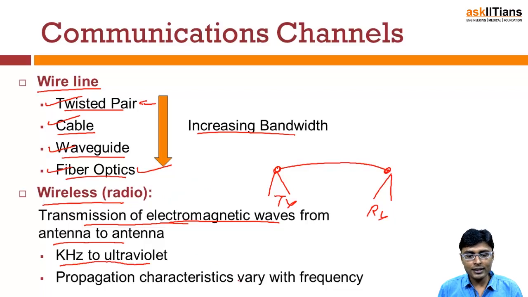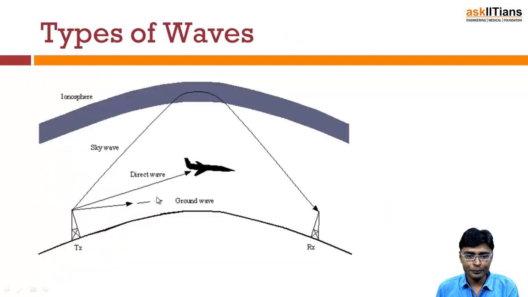Now, propagation characteristics vary with frequency. The propagation depends upon the frequency, and we will see in the next slide how the propagation changes with the frequency. First of all, let us see what the types of waves are. Here we will be talking only about wireless, that is radio communication, in which we are not having a wired medium.